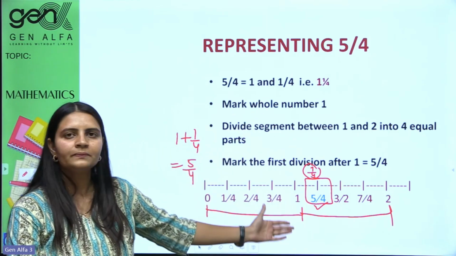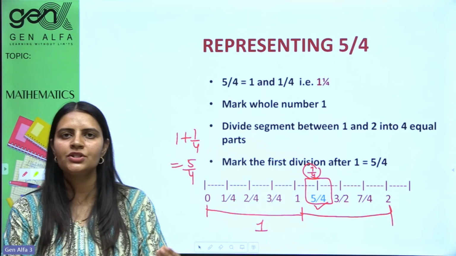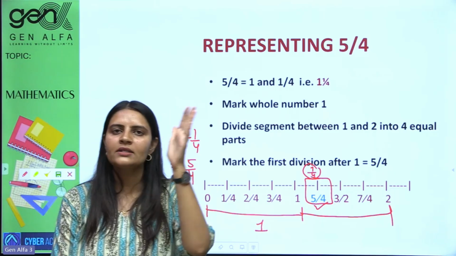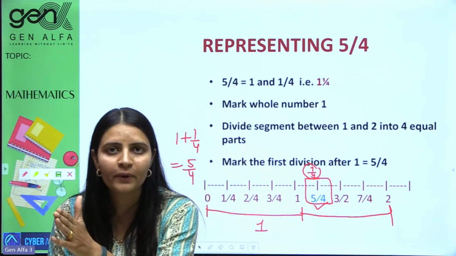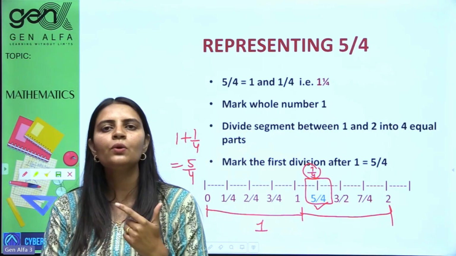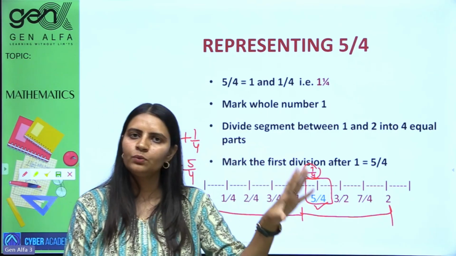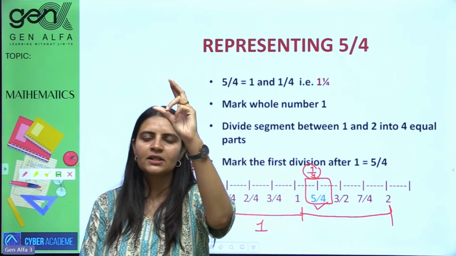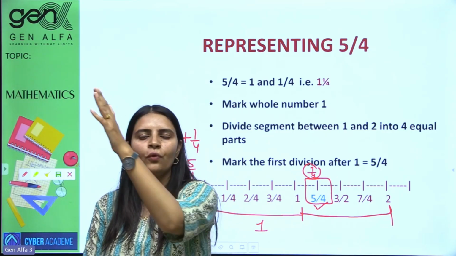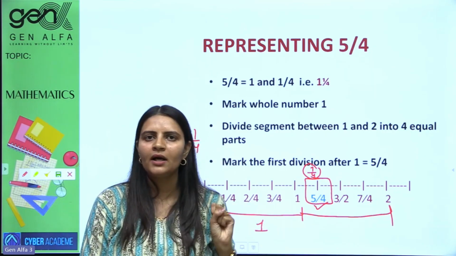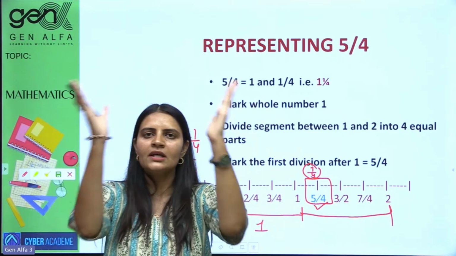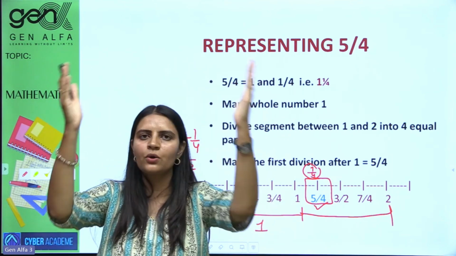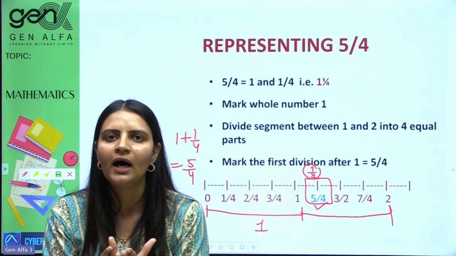Just note it down. Firstly, you have to change it into a mixed fraction. Then you would be getting two things: one as a whole and the other one is a proper fraction. Now it's very easy to locate the proper fraction. From 0 to 1, 1 is taken. Now from 1 to 2, the proper fraction 1 by 4, just divide it into 4 parts and pick up the first part because it was 1 by 4. Now just join it. 1 this side, 1 by 4 this side, as a whole is giving you 5 by 4.